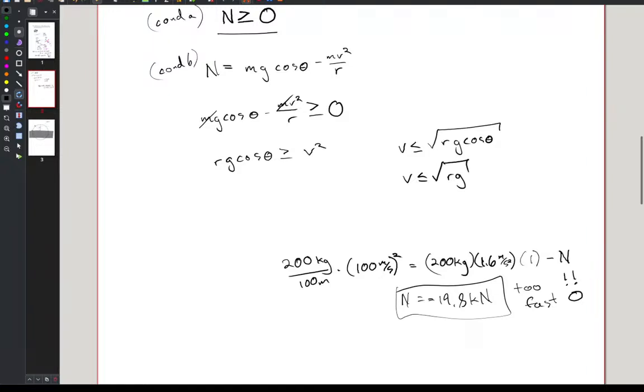100 times 1.6. So as long as we're moving less than that square root, root 10 times root 1.6, something like that. What do we get for that? I think I saw 12 or 16 floating around. Did anybody plug in some numbers? 12.6 sounds right. 12.6.